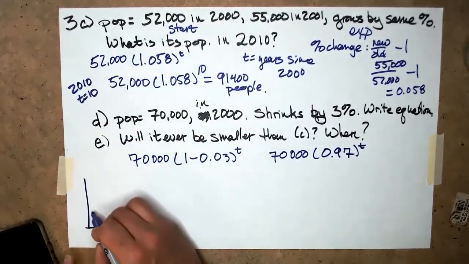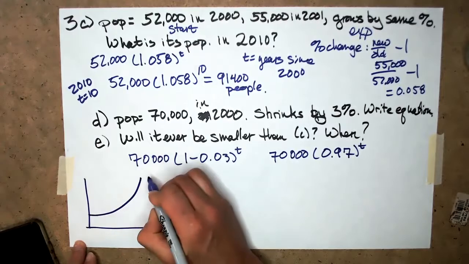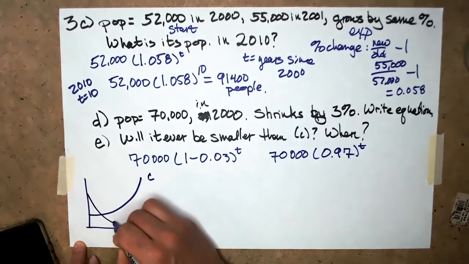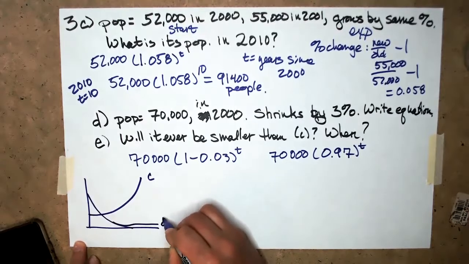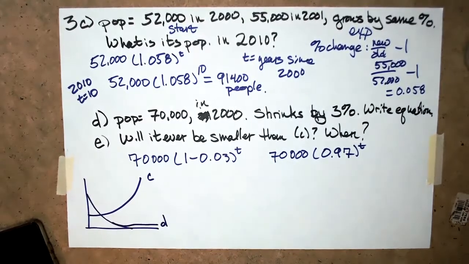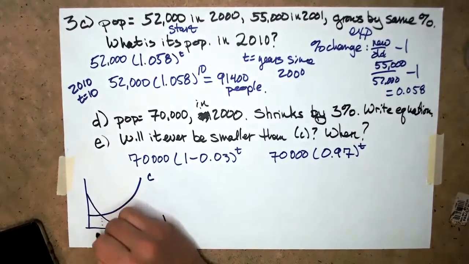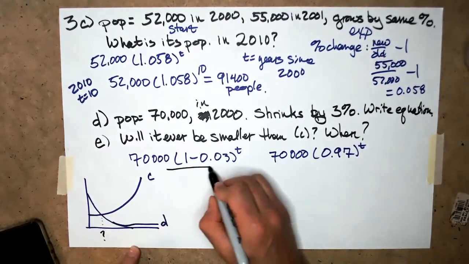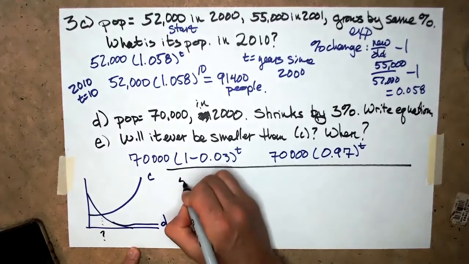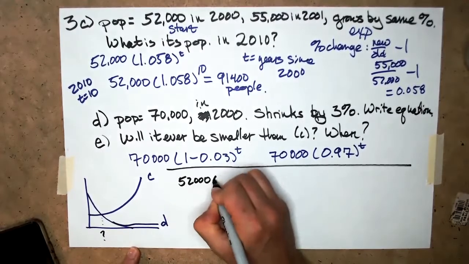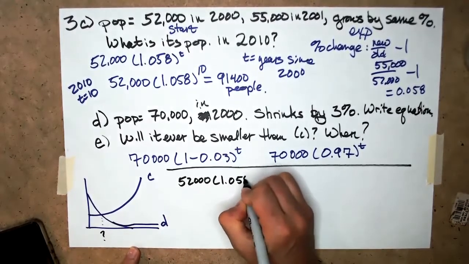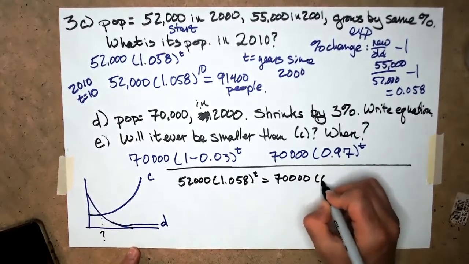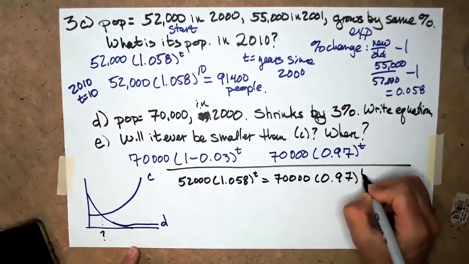And certainly it will, because its population is shrinking. And let me graph the two of these. The city in part C looks like this. The city in part D, oops, that's not supposed to touch 0, looks like that. So I need to set them equal in order to find that crossover point. So I'm looking at the equation, 52,000 times 1.058 to the t is equal to 70,000 times 0.97 to the t.